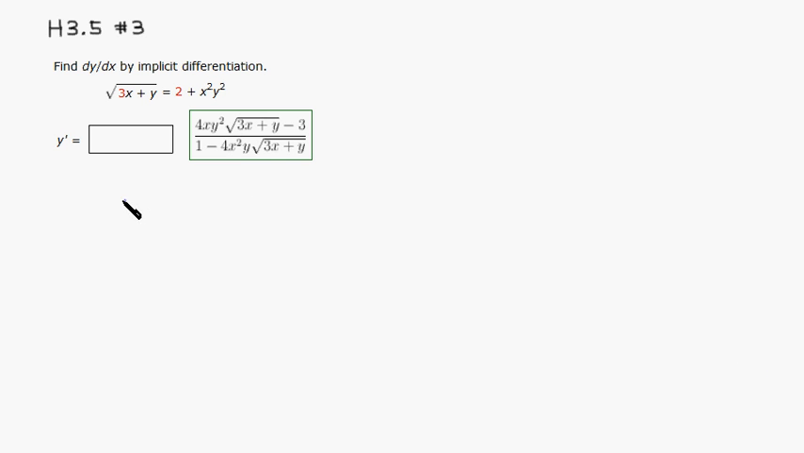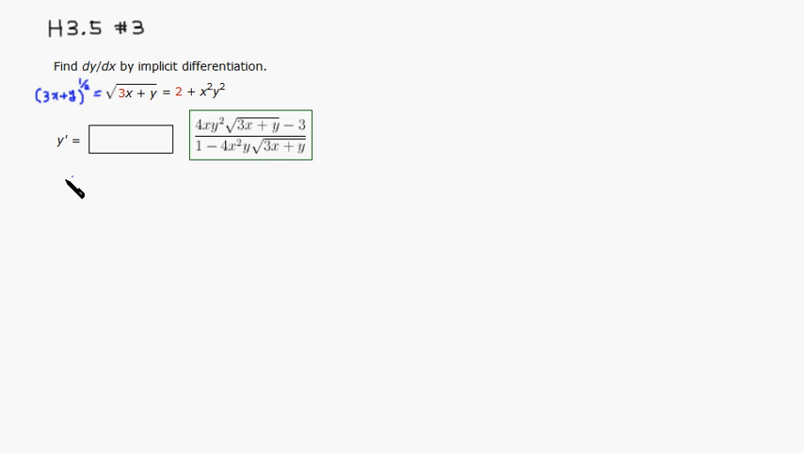Okay, let's go over homework 3.5, number 3, right? So we want to find dy over dx from this equation, right? So first thing is I would probably rewrite this guy as quantity 3x plus y to the 1/2 power, right? Since I don't like square root.